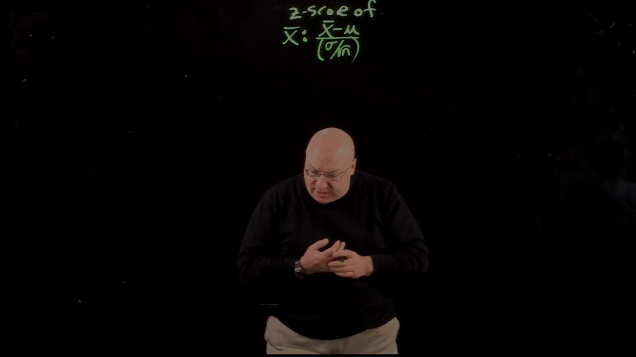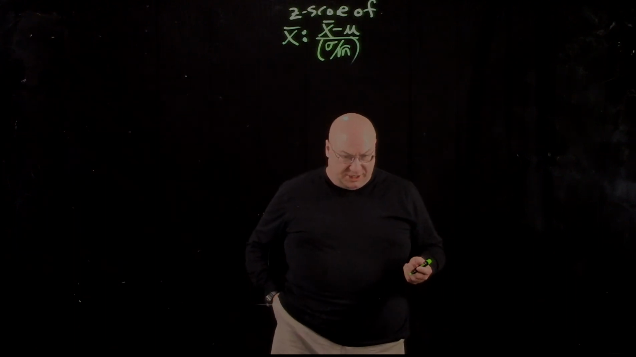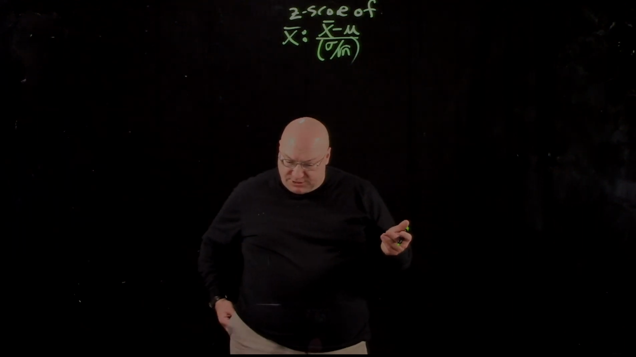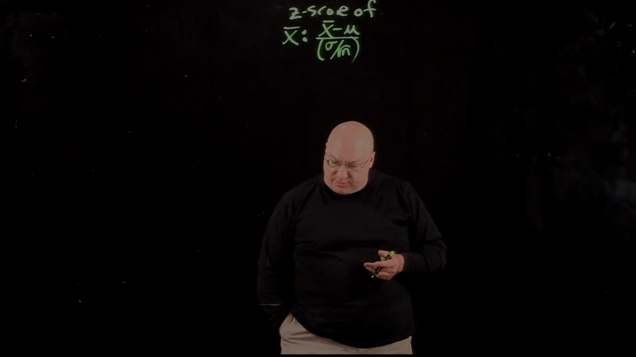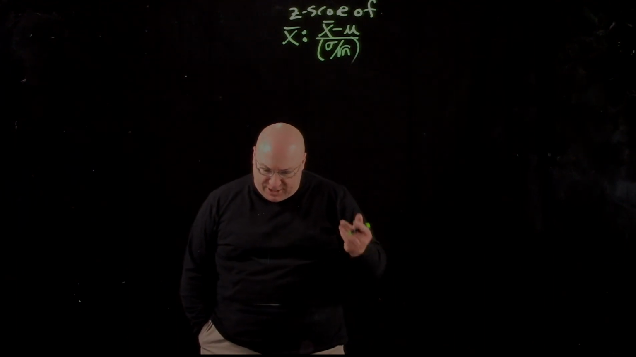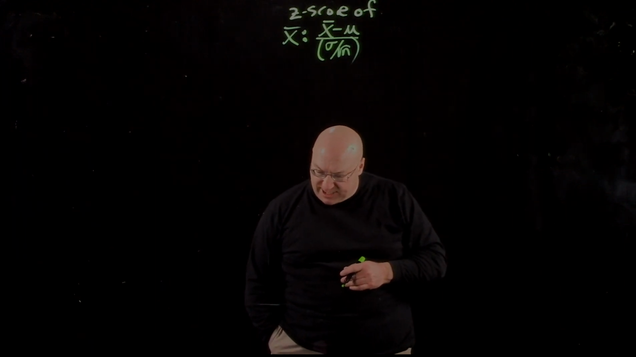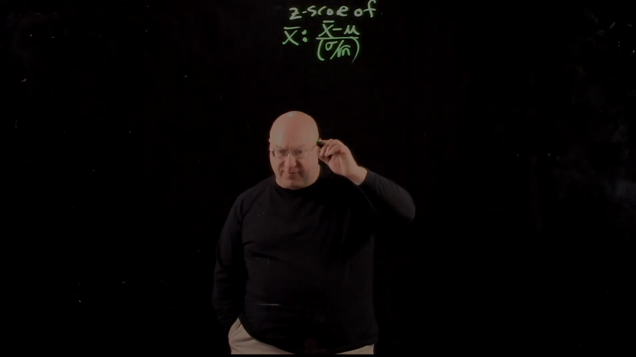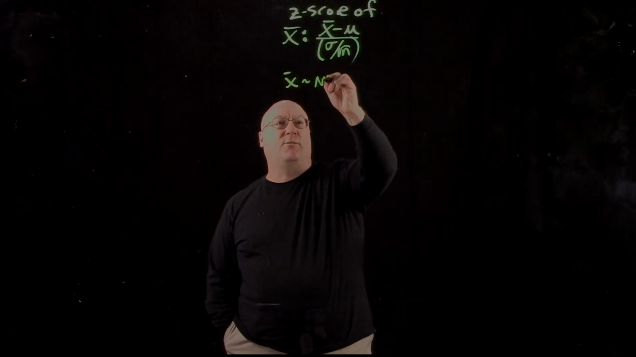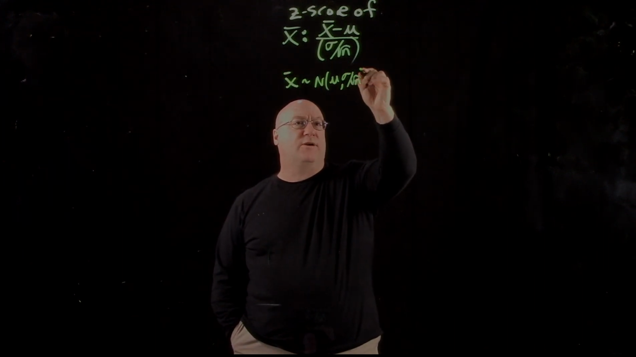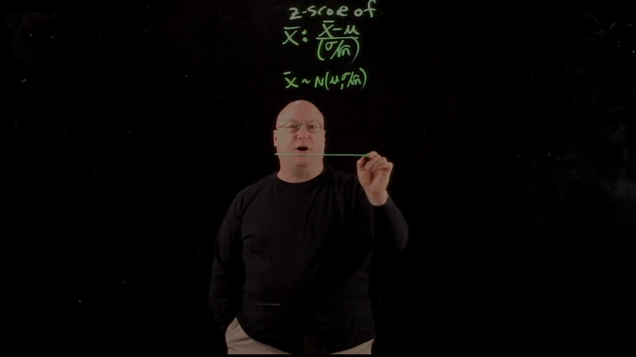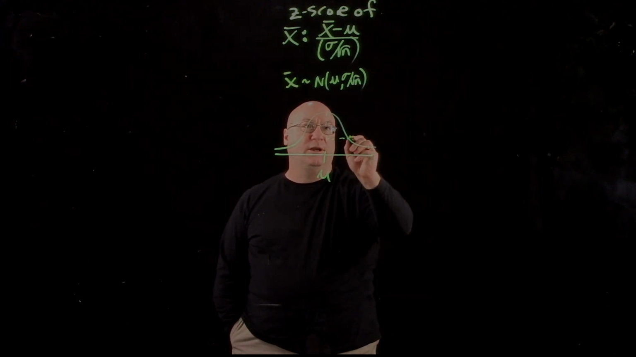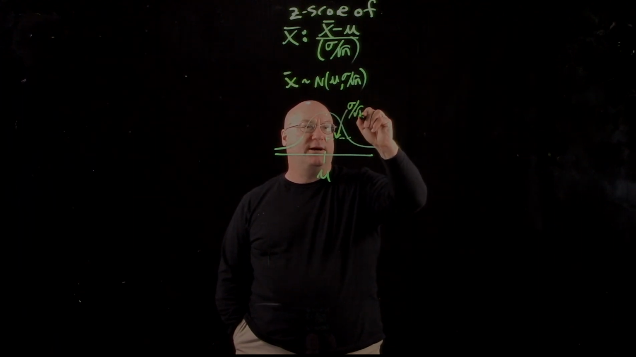Letting alpha be the cutoff probability for unusualness, and z alpha the z-score with tail probability to its right equal to alpha, and minus z alpha the z-score with tail probability to its left equal to alpha, in the first case I have the right tail case. I'm thinking of X bar values that might be unusually large. X bar is normal with mean mu and standard deviation sigma over the square root of n. The picture we want to draw is the bell curve, here's mu, and here's my standard deviation, sigma over the square root of n.